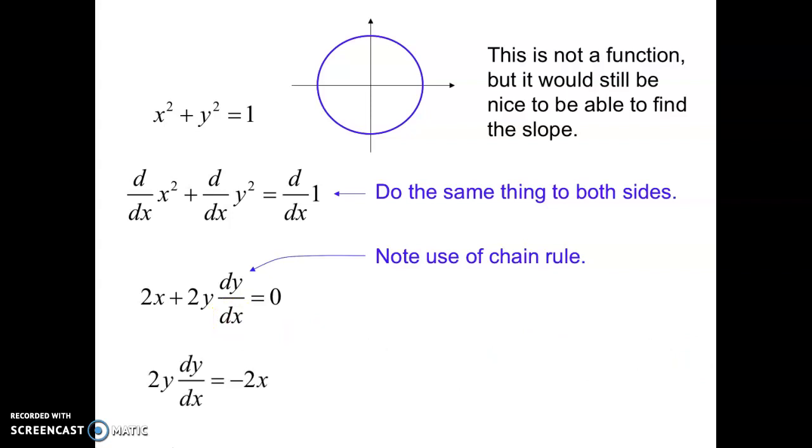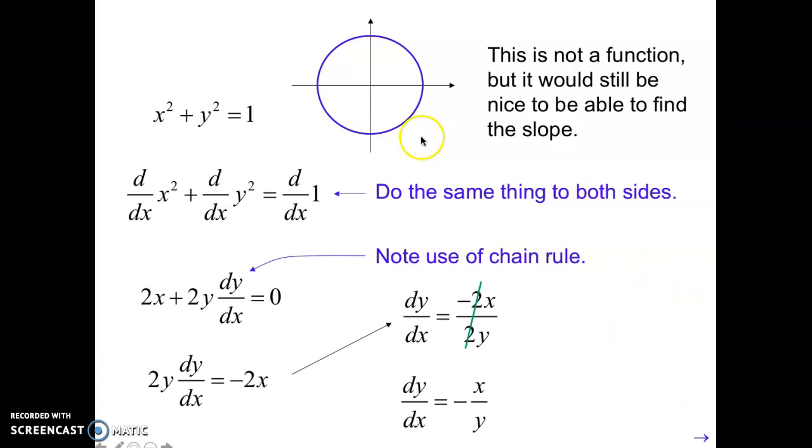When I now try to isolate dy/dx and get it by itself, I would subtract 2x from both sides, then divide by 2y, and then reducing, I get dy/dx is equal to negative x over y. This actually makes sense to us when we think of it.